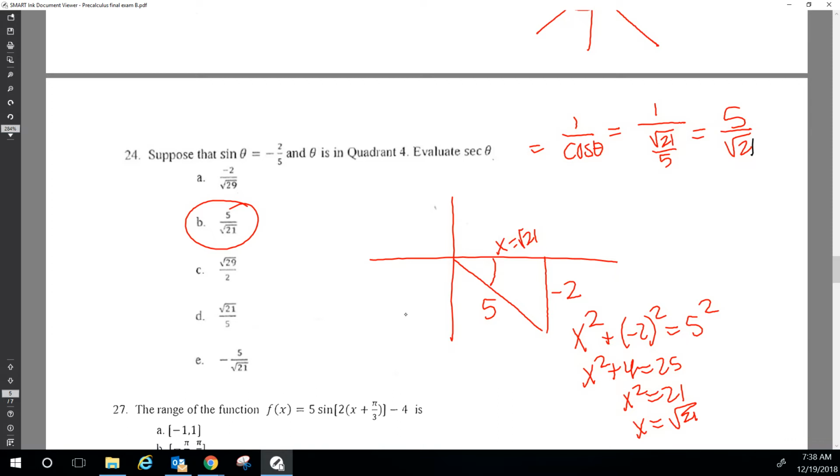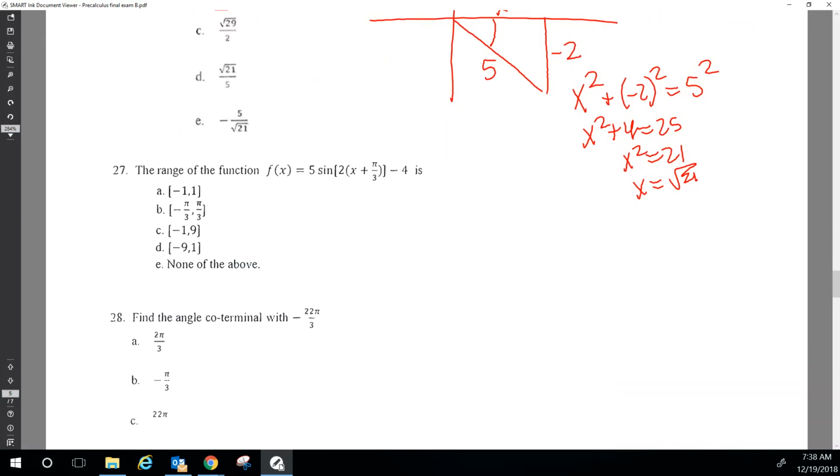All right, 27, the range of the sine function. Okay, typical sine function starts here, goes here, and we're going up 1, down 1. But for this new function here, we're shifting it down 4. So it's talking about range. We don't care about what's happening to the x's. We just care about what's happening to our y's. So we're shifting down 4.